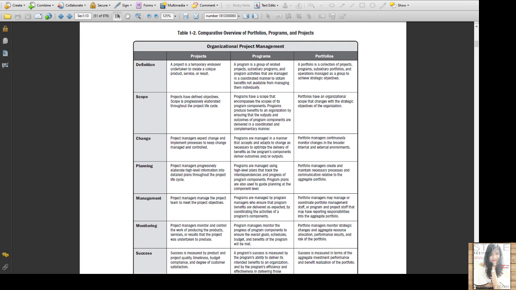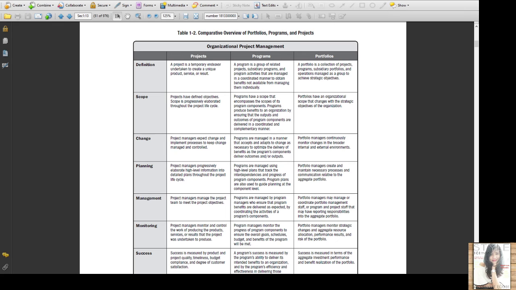Management: project managers manage the project team to meet project objectives. Programs are managed by program managers who ensure that program benefits are delivered as expected by coordinating the activities of the program and its components. Portfolio managers may manage or coordinate portfolio management staff or program and project staff, and may have reporting responsibilities to the aggregate portfolio.